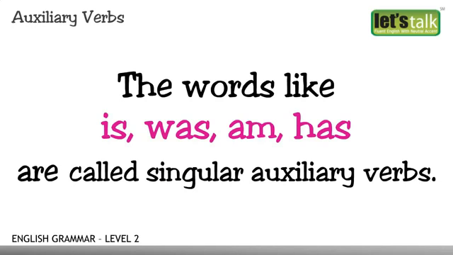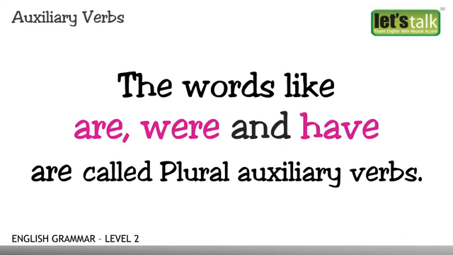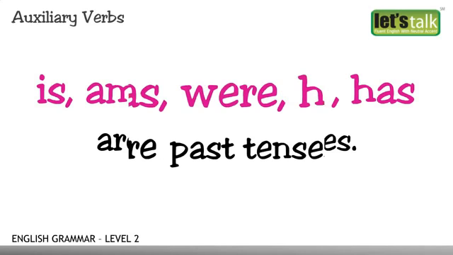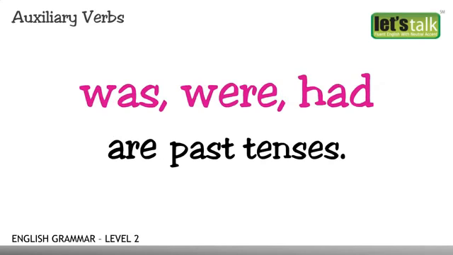The words like is, was, am and has are called singular auxiliary verbs. The words like are, were, and have are called plural auxiliary verbs. Is, am, are, have, has are present tenses. Was, were, had are past tenses.